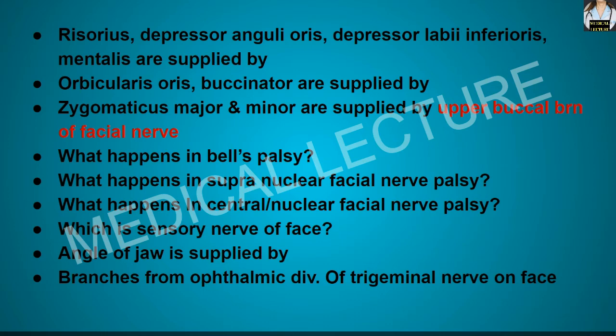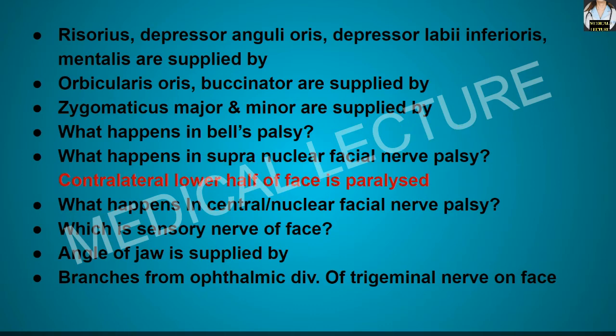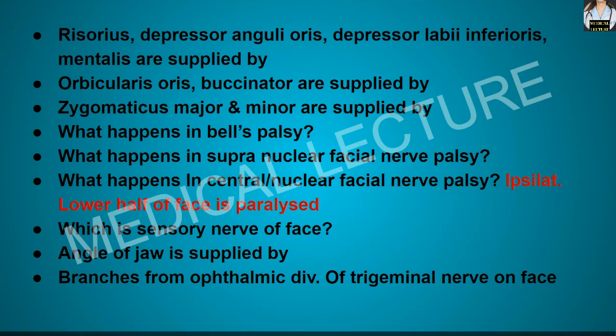Now what actually happens in Bell's palsy? Remember, in Bell's palsy it is ipsilateral, the complete half of the face is paralyzed. Now what happens in supranuclear facial nerve palsy? Over here there is contralateral paralysis of the lower half of the face. What happens in central or nuclear facial nerve palsy? Over here there is ipsilateral paralysis of the lower half of the face.